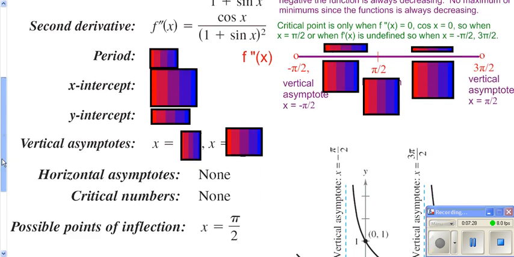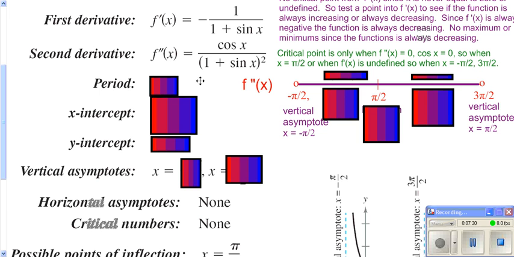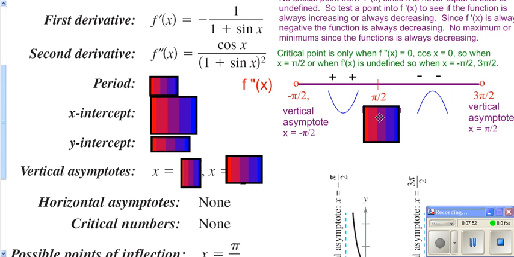So we're going to check a number in each region. So we try a number between negative pi over 2 and positive pi over 2, plugging it into our second derivative because we're checking concavity. And we end up getting a positive, so we know we're concave up. Over here, try something between positive pi over 2 and 3 pi over 2. We get a negative, so we know we're concave down. Since we are switching concavity, we know we have a point of inflection at pi over 2.